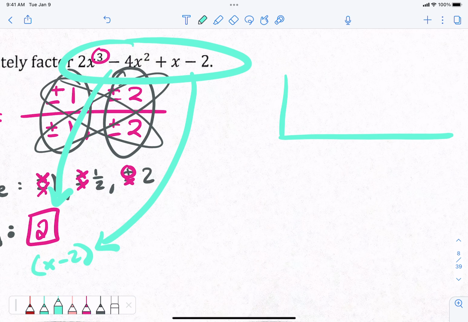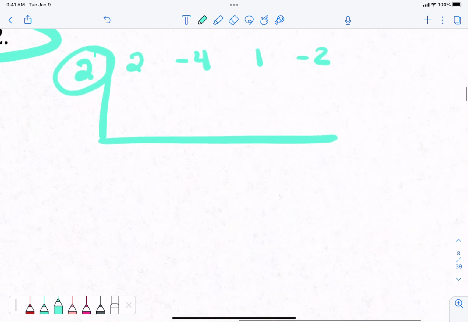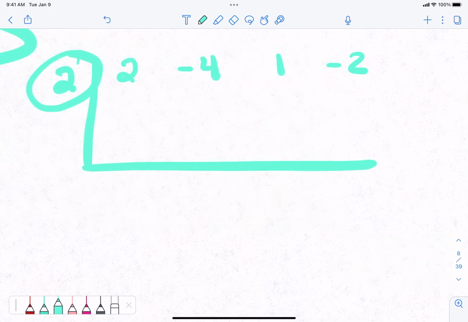Let's set it up over here, okay? My coefficients are 2, -4, 1, -2. I don't think we need any zeros. Okay, what number goes on the outside? Is it 2 or -2? It is 2, right? My factor was x minus 2, so 2 is my number that goes on the outside. All right, then we do synthetic division, okay?